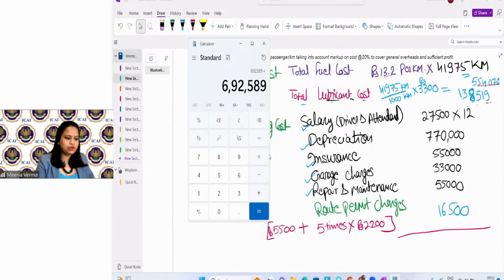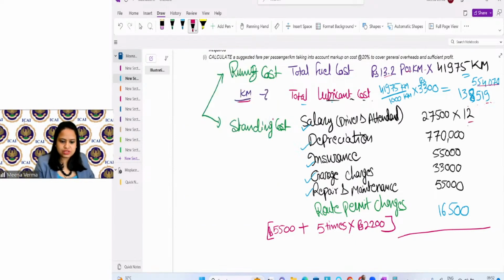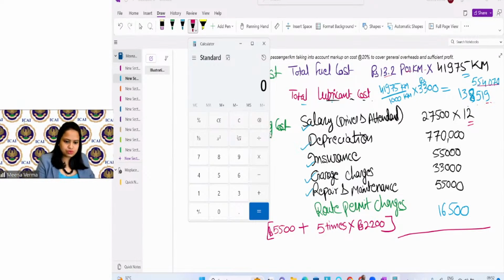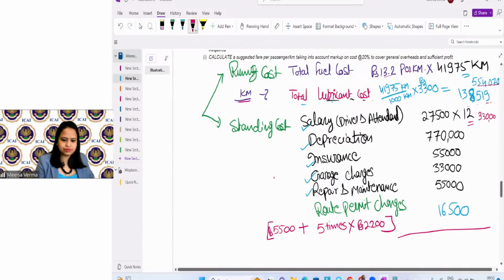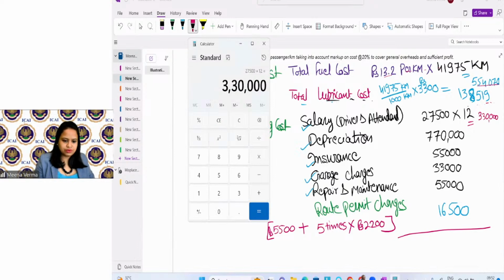Okay. What is the value of this if we multiply these two values? Give me 1 minute. So this is 27,500 into 12. This is coming as 3,30,000. Okay. Now let's add them quickly.